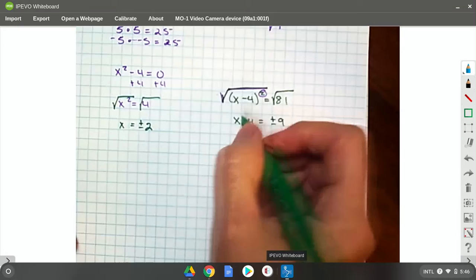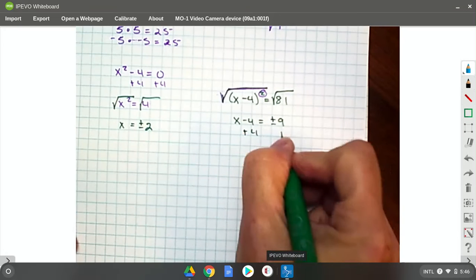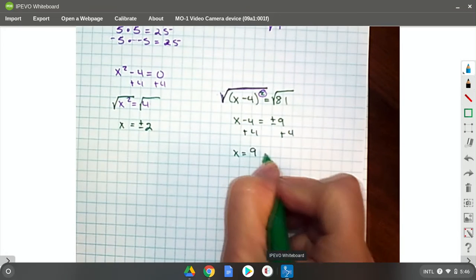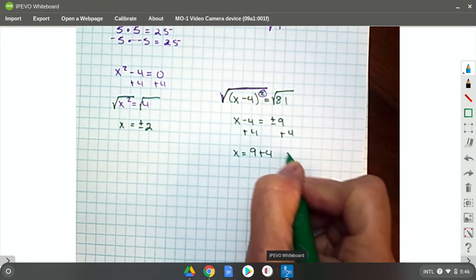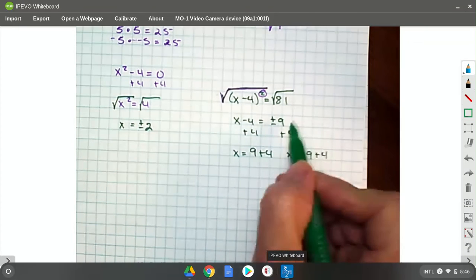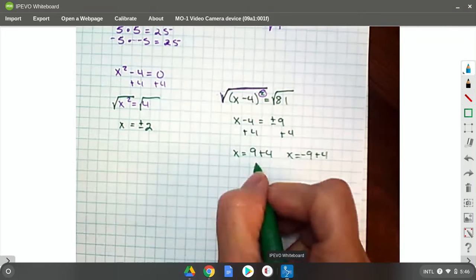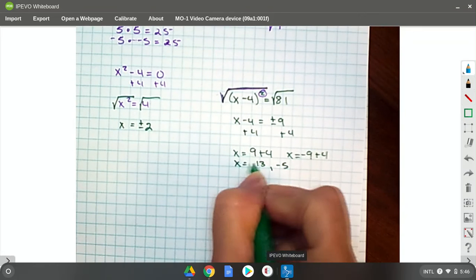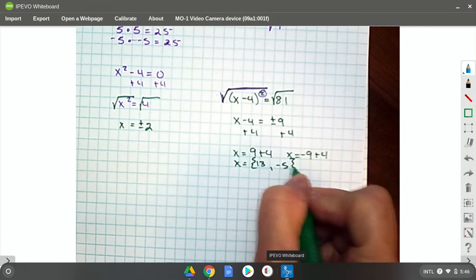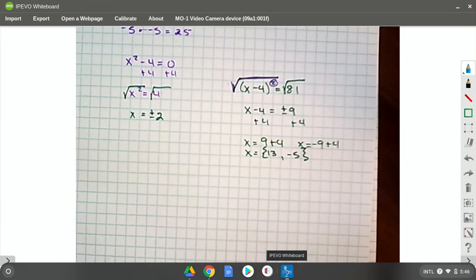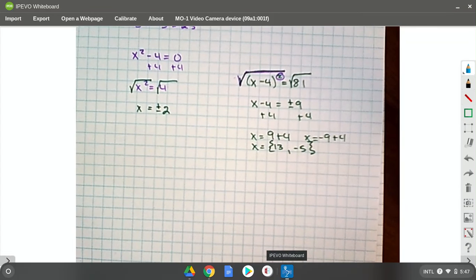Okay? Then I got to add the 4 to both sides. So x is equal to 9 plus 4. X is equal to negative 9 plus 4, because it's plus or minus 9. So I get 13 or negative 5 for a solution set. Okay. One more of these.